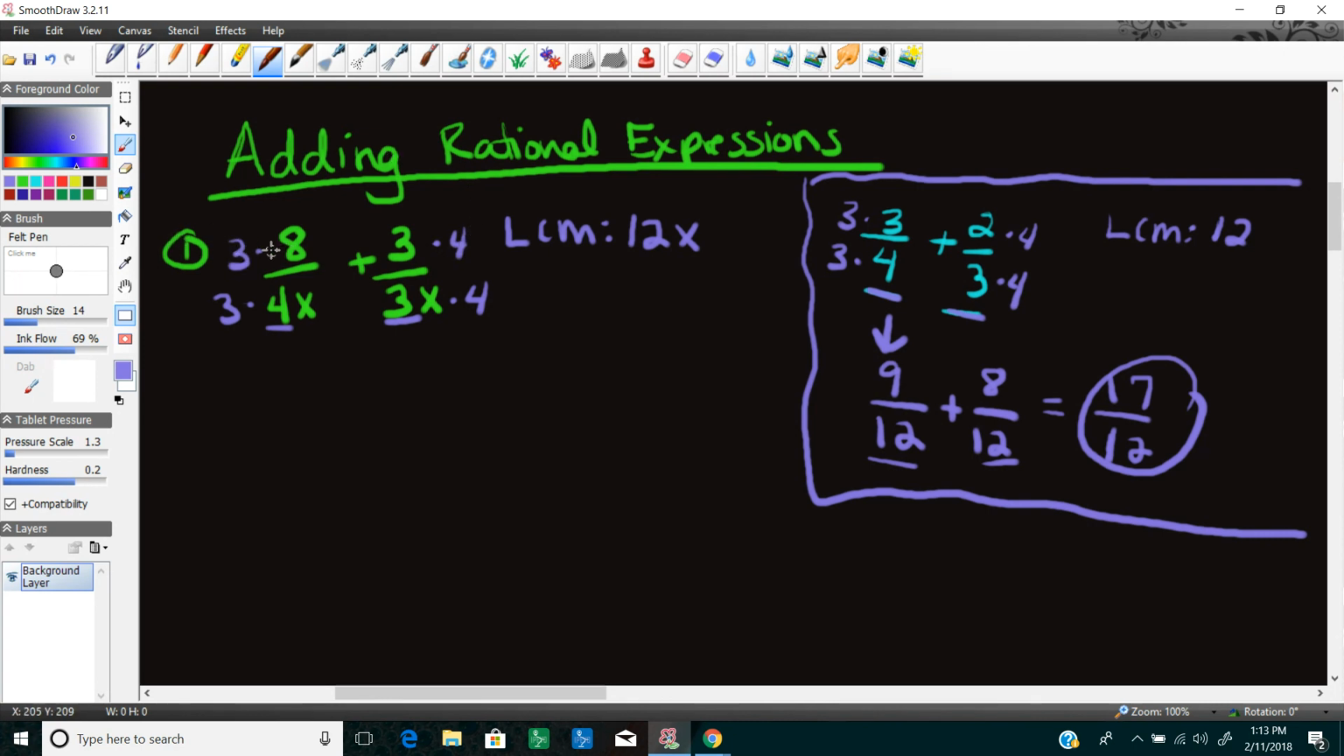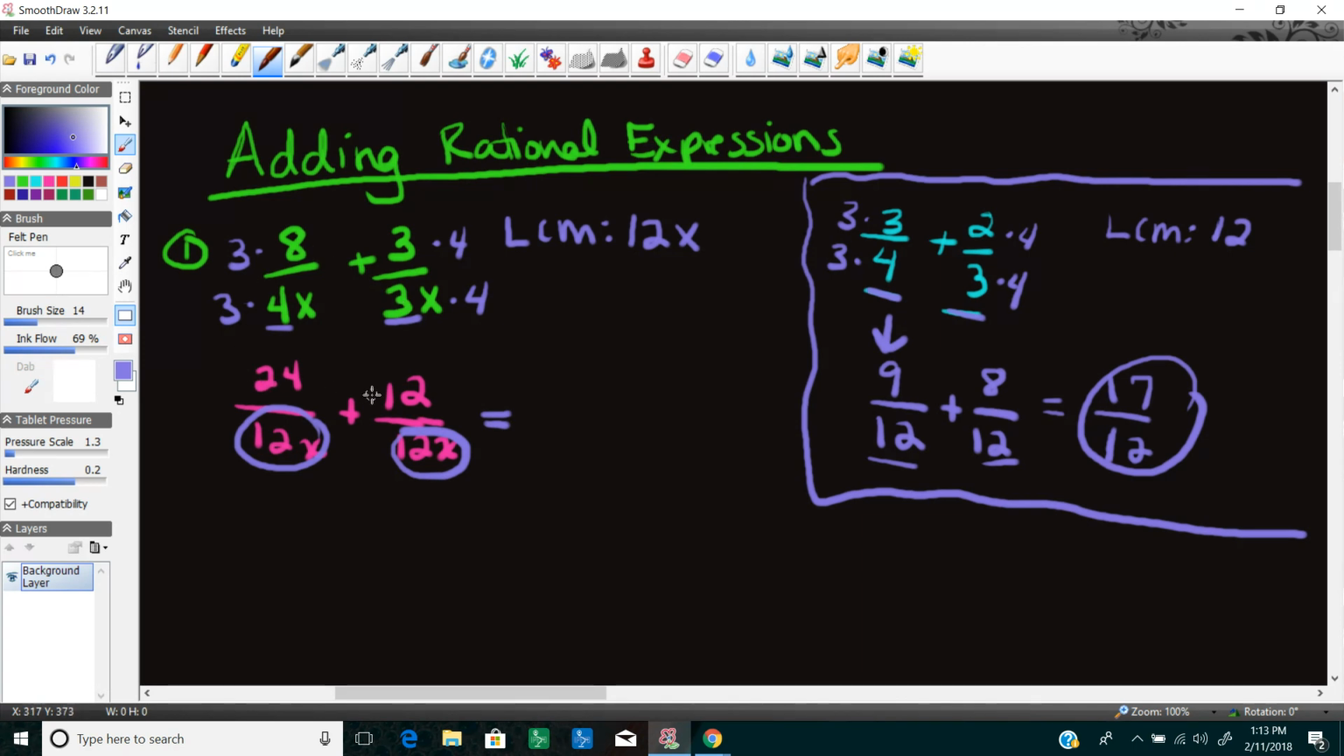Doing so gives me 3 times 8. Let's change the color. 3 times 8 is 24. 3 times 4x is 12x. Bring down the plus. 3 times 4 is 12. And again, 3 times 4 is 12. And bring down the x. So now you can see that both denominators are the same. When we have same denominators, we can go ahead and add the top.